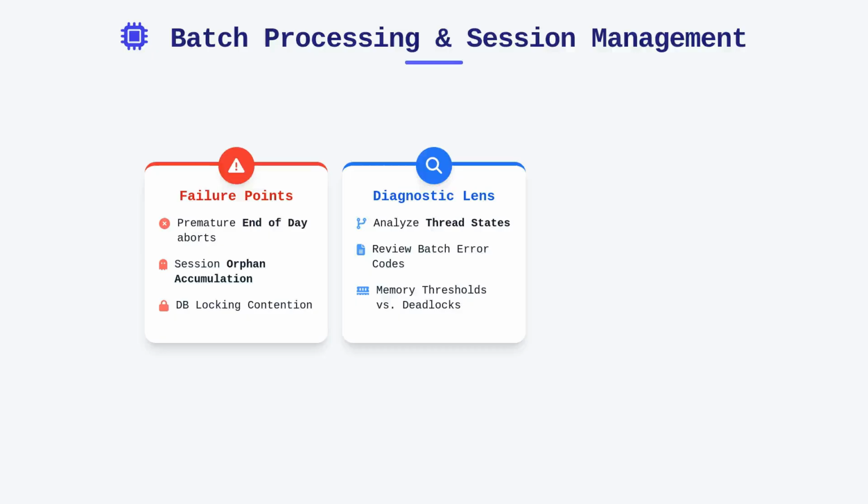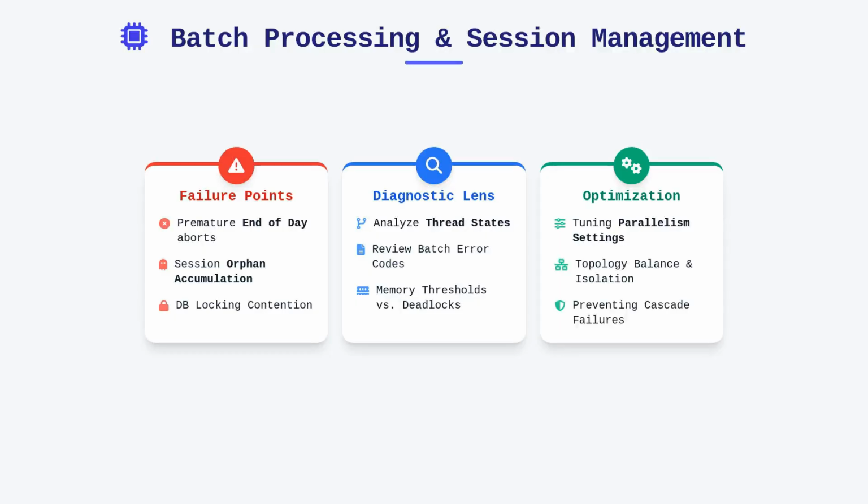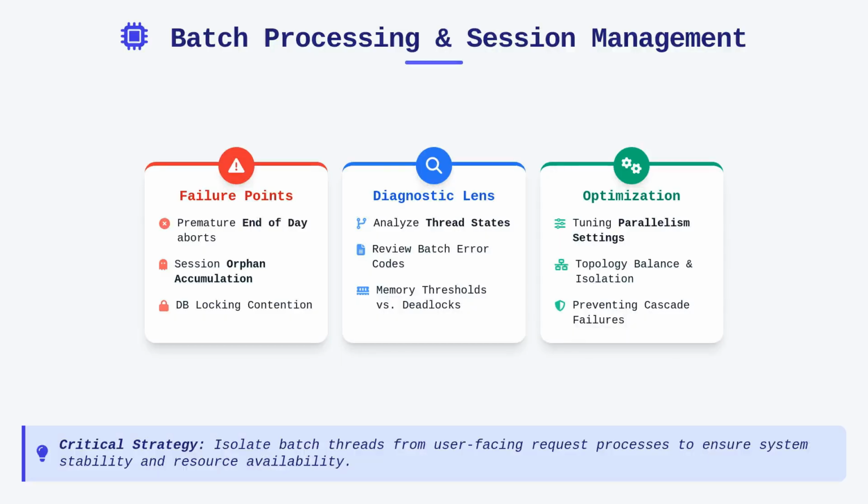Performance tuning in this context means observing how the transaction load is distributed across the available threads and adjusting the parallelism settings to prevent resource exhaustion. Even in high availability setups, an improperly tuned batch job can trigger a cascade failure that impacts the entire infrastructure. Debugging these systems necessitates a methodical review of the deployment topologies to ensure that the batch threads are appropriately balanced and isolated from the user-facing request processes.